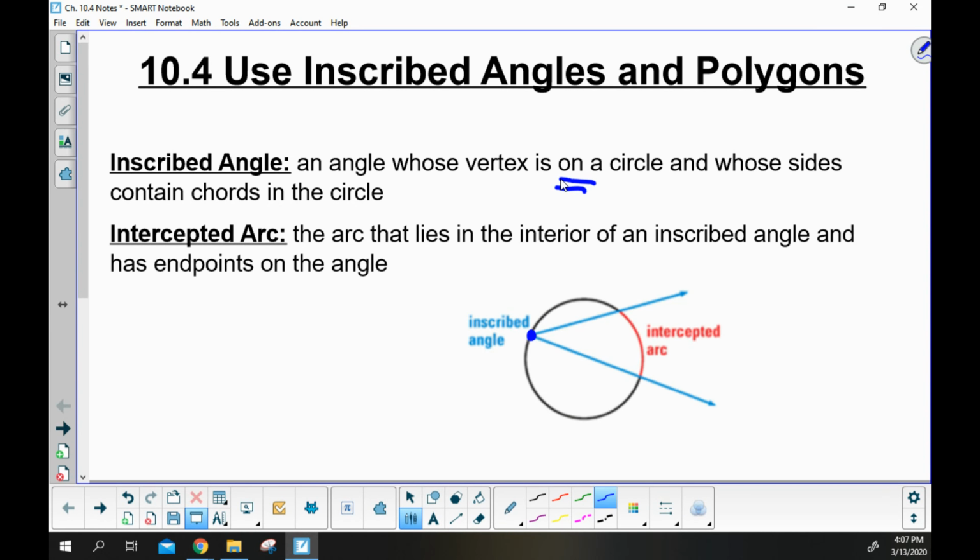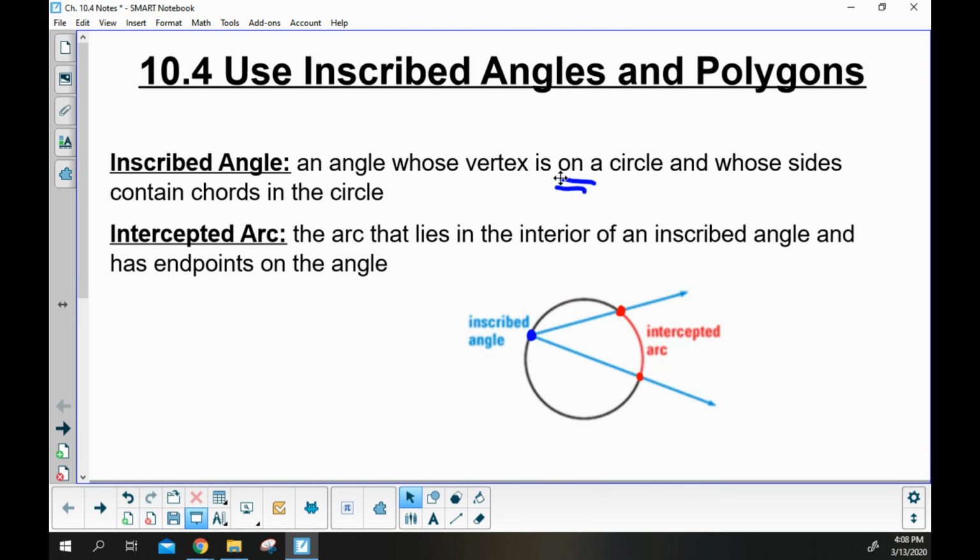Not to be confused with a central angle whose vertex is the center of the circle. An inscribed angle has a vertex on the circle. However, just like a central angle, the inscribed angle actually intercepts the circle, and that interception creates an arc, which we call the intercepted arc. So again, the intercepted arc, the arc that lies in the interior of an inscribed angle and has the endpoints on the angle. So we see here we have our endpoints here and here. And you can call it A, B, whatever you need to call it. But that is my intercepted arc.